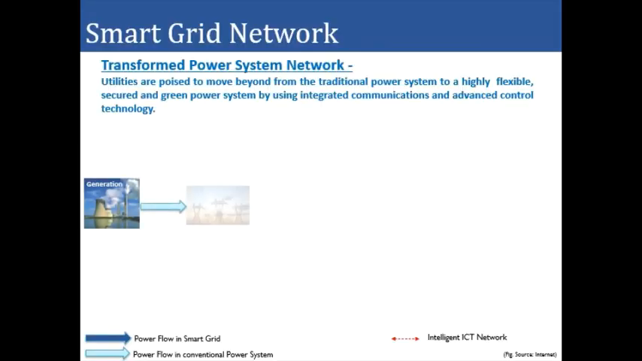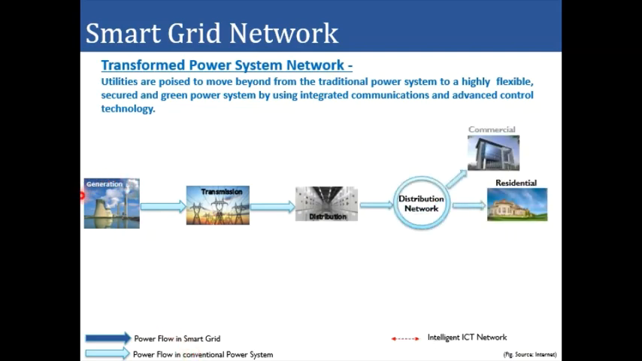So conventionally, if you see the structure of the power system network, we have the generators which are generating electricity. Then through transmission network, we supply power to the distribution system, and then using the distribution network, the power is given to various loads. So loads can be either residential, commercial, or industrial loads. So this is a typical structure of our current power system network.